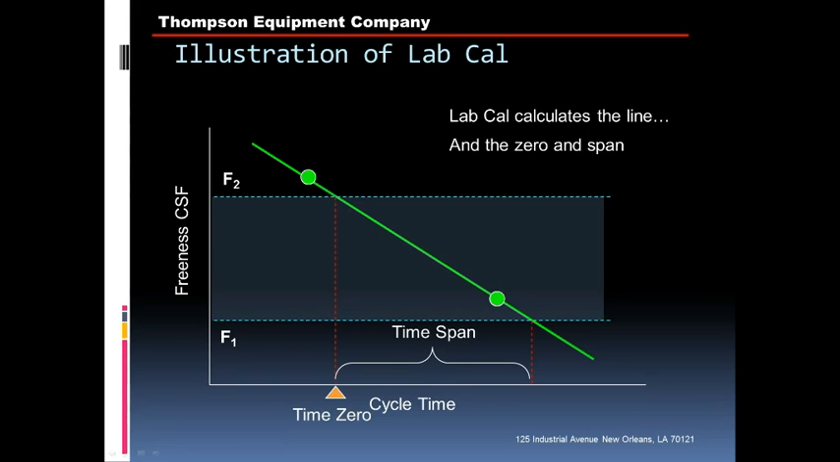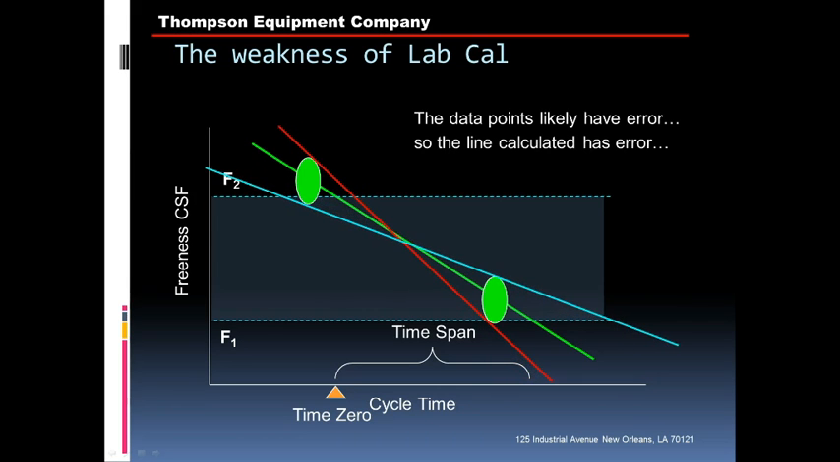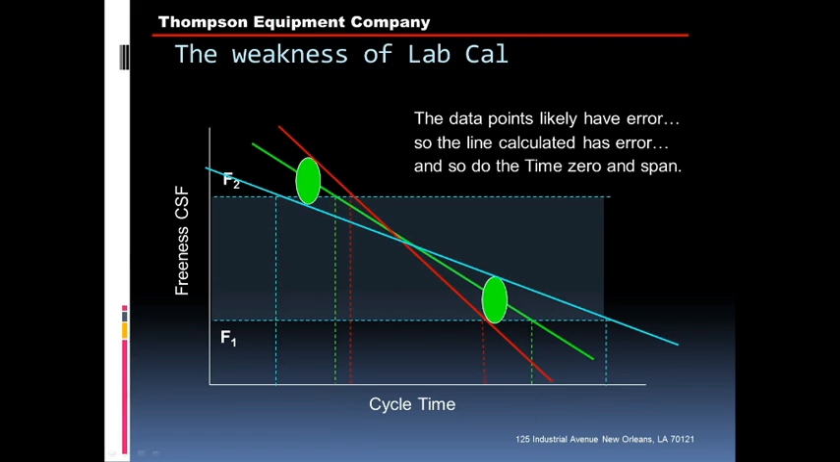The only problem is that those 2 data points really aren't going to be data points at all. They're going to have a lot of slop associated with them. And so the line that goes through those data points is probably not going to be the best fit. You can have a bunch of different lines going through those data points. Here are a few, and obviously the time, zero, and spans associated with those various lines can vary quite a bit. So when you use LabCal, you just got to keep in mind that what you've got is a quick and dirty indicator of freeness relative to your lab evaluations of freeness, and it is not the most statistically robust.